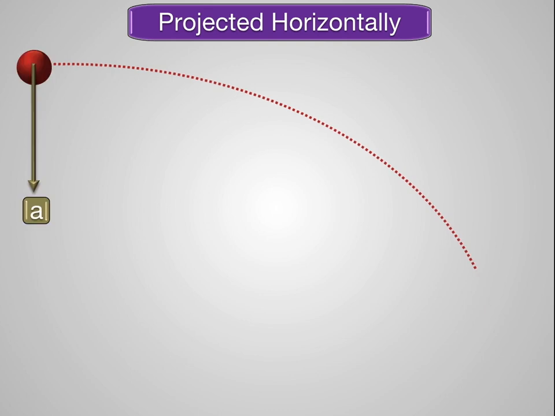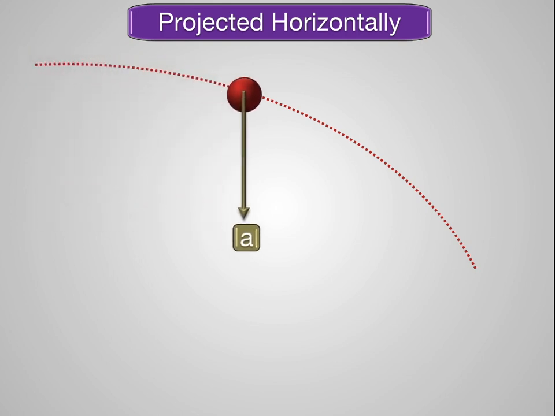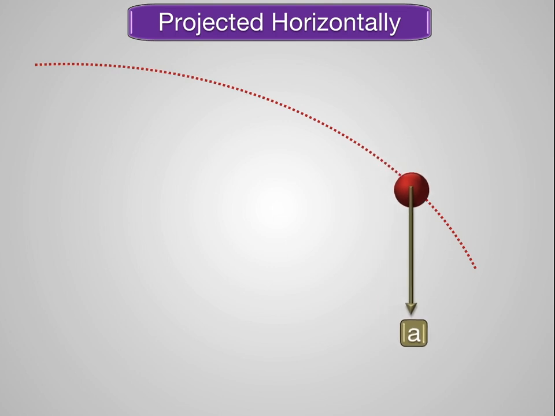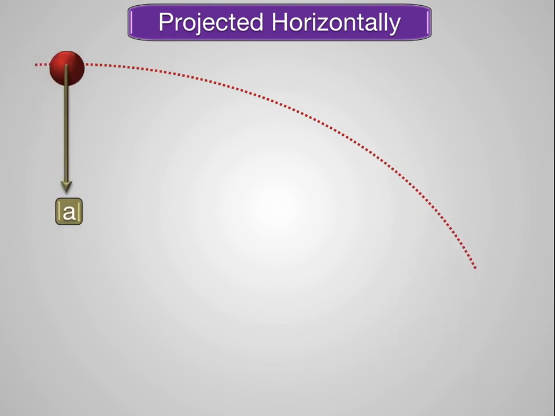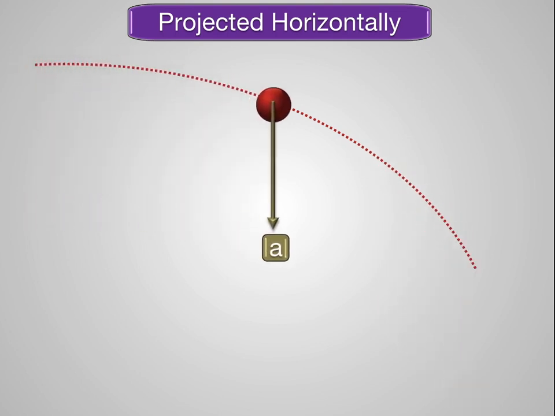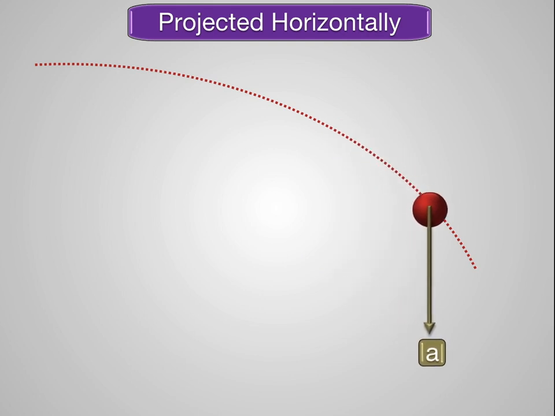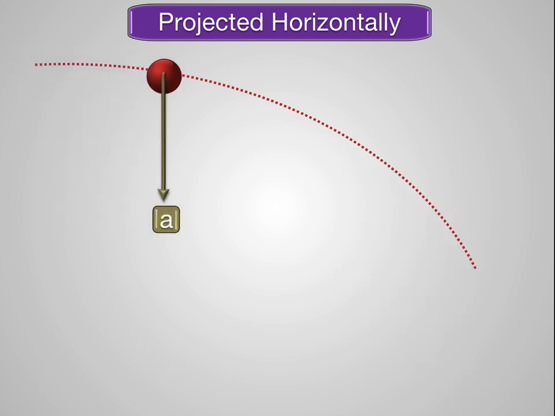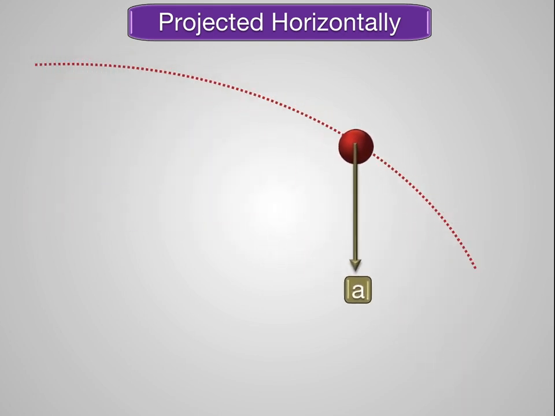So let's think about the acceleration. What happens to the acceleration during the motion of the projectile? As you can see, nothing will happen to the acceleration, as the Earth is always pulling the ball downwards. The acceleration will always be acting vertically downwards.